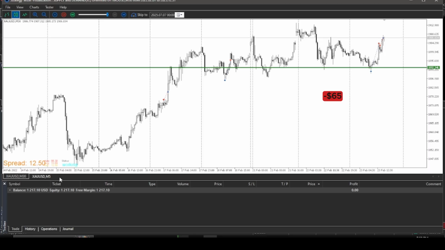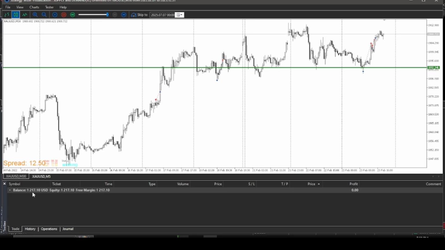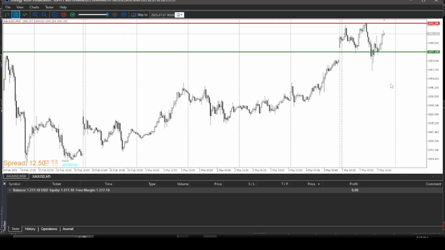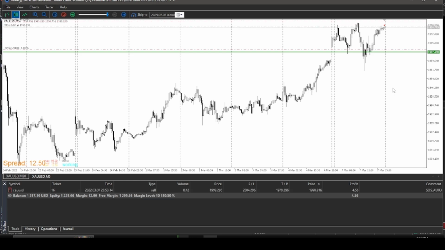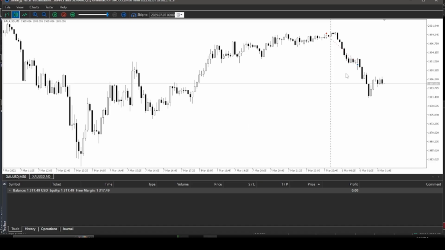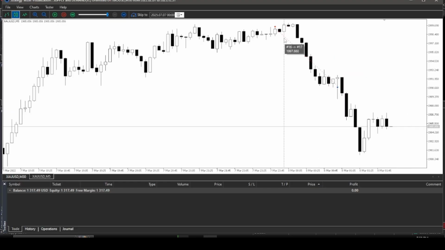Okay, no problem. So take a loss. So we are still profitable, $217 in profit so far. Okay, that was very fast. Let's go to the 5 minutes time frame to investigate. You can see we have a rejection candle at this point here, and that was the reason for the sell.